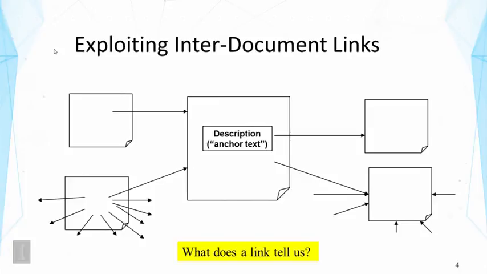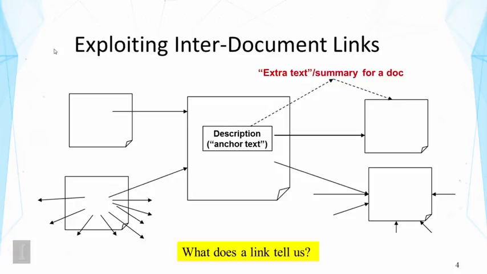So this is a snapshot of some part of the web, let's say. So we can see there are many links that link different pages together. And in this case, you can also look at the center here. There is a description of a link that's pointing to the document on the right side. Now, this description text is called anchor text.